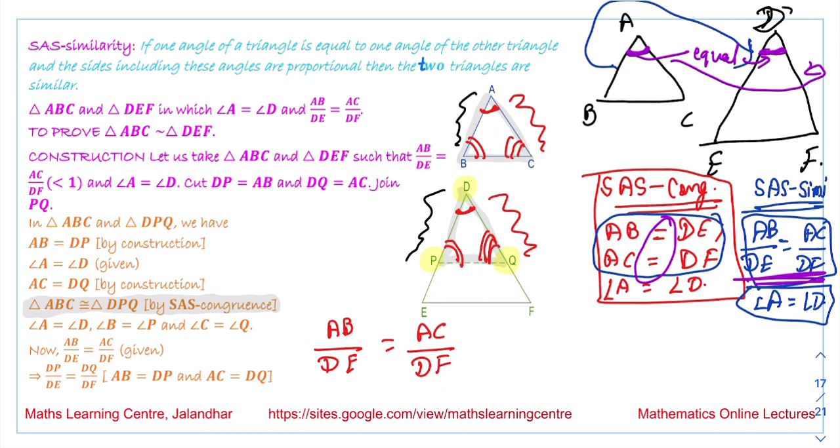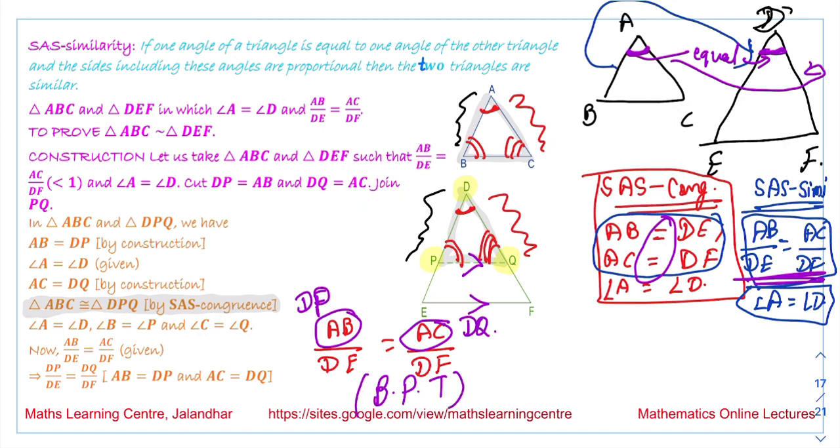This thing is given to us, that their sides are proportional. Now we have AB equal to DP, and AC equal to DQ. So we obtain the relation that DP over DE is equal to DQ over DF. So this gives us that PQ and EF, these two lines, are parallel to each other by the basic proportionality theorem.